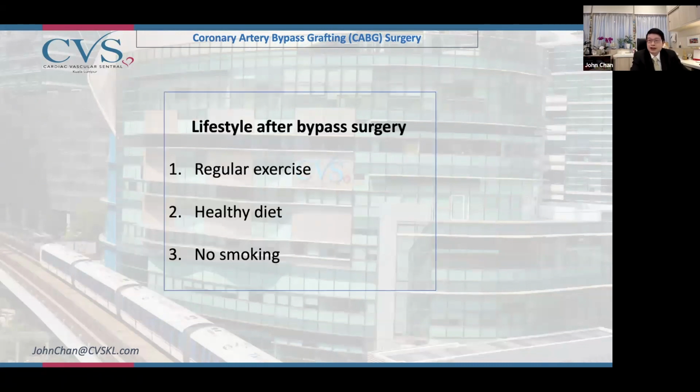And lifestyle changes or a healthy lifestyle is still important after bypass surgery. So regular exercise is important, a healthy diet, and definitely no smoking. Patients who go back to smoking after bypass surgery will run into problems in future. So we always advise patients not to start smoking again after bypass surgery, because then that will put the new bypass grafts at risk. So it's important to maintain a healthy lifestyle even after bypass surgery.